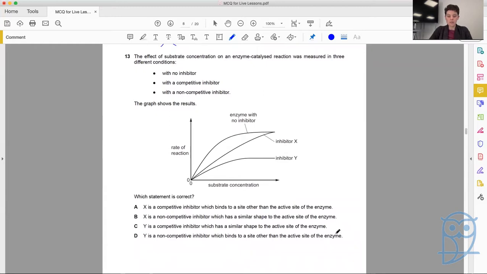13, the effect of substrate concentration on an enzyme catalyzed reaction was measured in three different conditions: no inhibitor, competitive inhibitor, and non-competitive inhibitor. The graph shows the results. We have rate of reaction against substrate concentration, enzyme with none, inhibitor X, and inhibitor Y. Which statement is correct? Now, before we even get into which statement is correct, we want to know who is who. So we have to think between X and Y. One is competitive, one is non-competitive. And they have two very different shapes. And we need to think, okay, which of these two inhibitor types is going to have less of an effect when substrate concentration is increased?